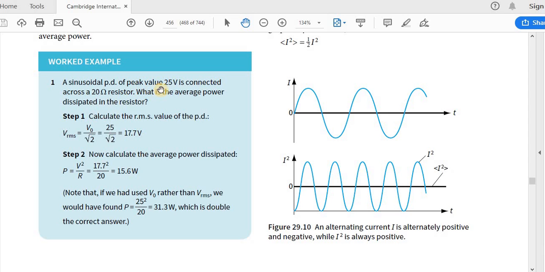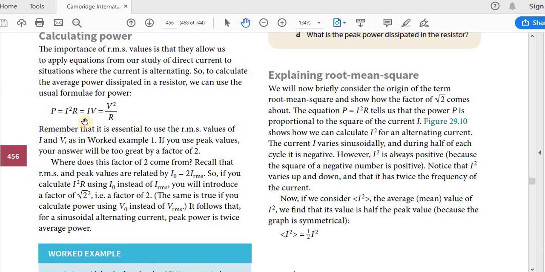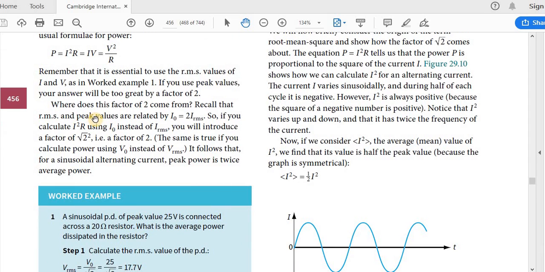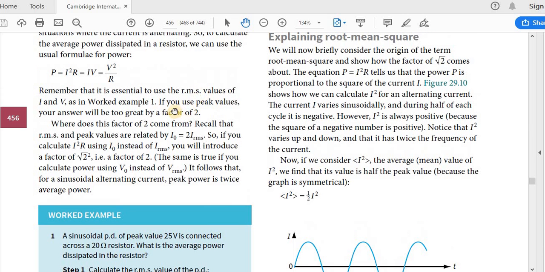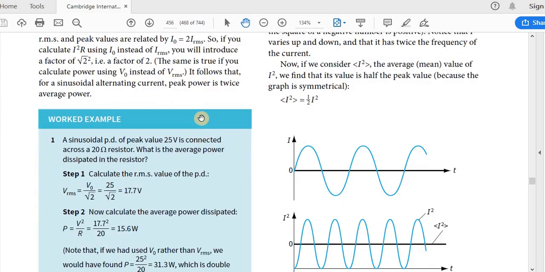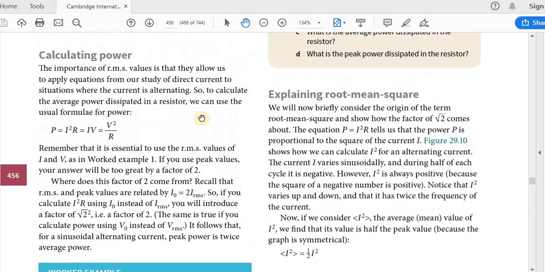Now this is the peak value. You can't use that in this equation. Over here we had the equations. So we have V, we have R. Now you might think, okay, you can directly substitute and get the power. But remember, they tell you over here that you are not supposed to use the peak value, because if you use the peak value, your answer will be too great by a factor of 2. So you have to use the r.m.s value.